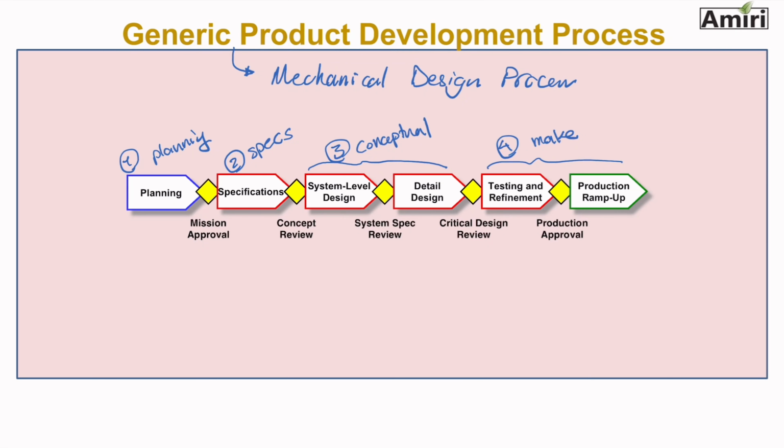But again, depending on the type of product that you might have, this process might be tweaked a little bit. Some focus will shift towards, for example, system level design and detail design more. The focus may need to be shifted to specification or planning or making. And that's what we're going to talk about in this lecture.